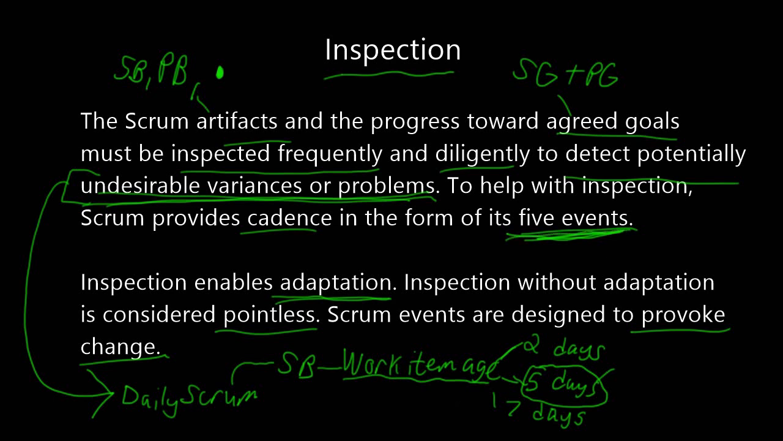And so inspection is all about leading to adaptation, right? So that we can make better and better decisions. And Scrum helps us do that with its cadence of 5 events so that we can more quickly detect these variances or problems. And one small example of that is work item age at the daily Scrum.